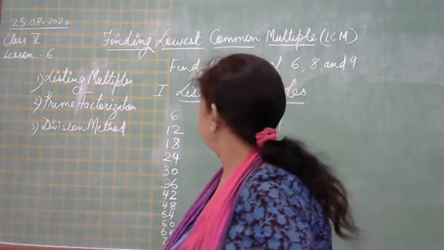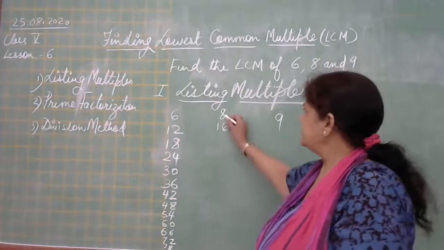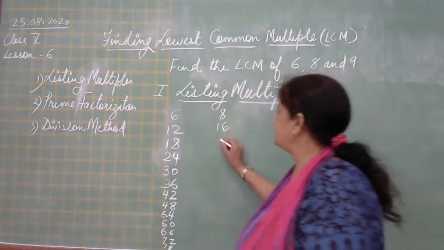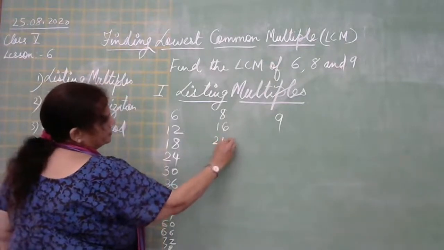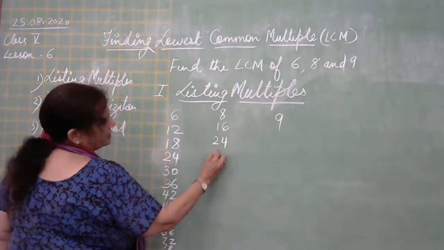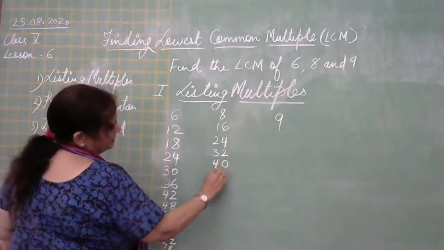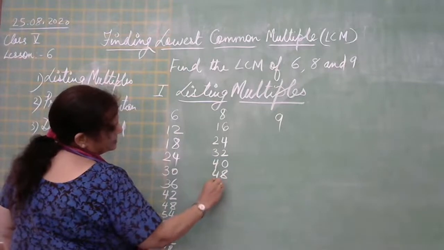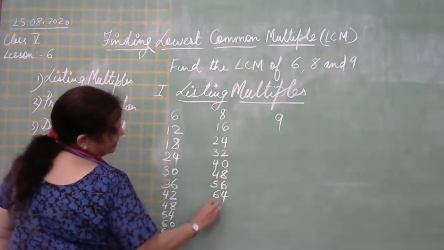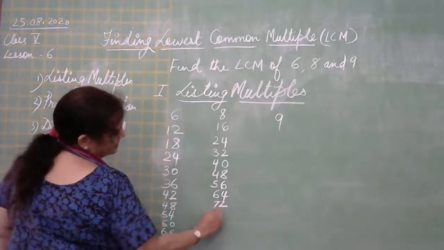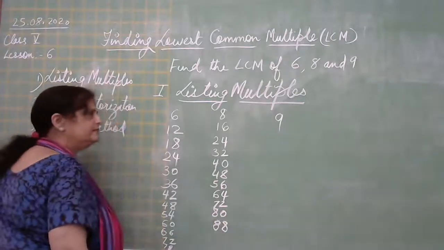Moksha has written. Yes, so when we talk about the multiple of 8, it is 8 times 1, 8 times 2, then 8 times 3. What is 8 times 4? 8 times 5, 8 times 6, 8 times 7, 8 times 8, 8 times 9, 8 times 10, 8 times 11. Let us stop here.